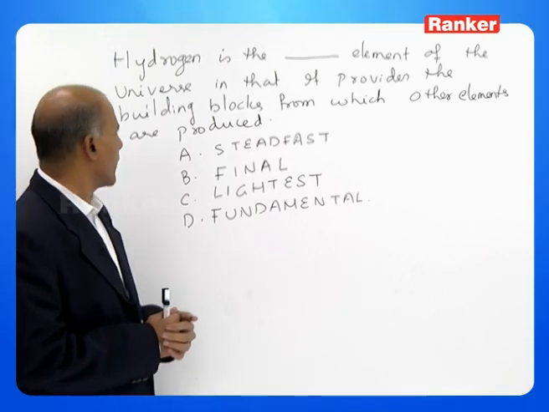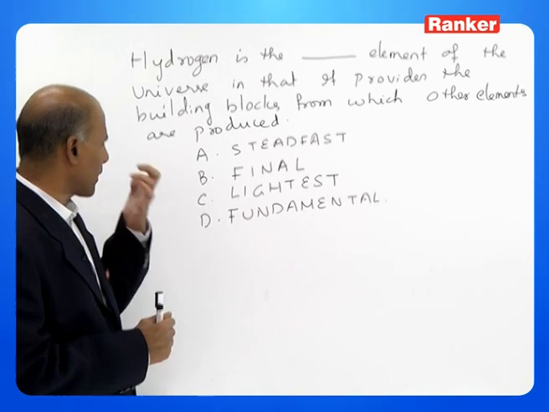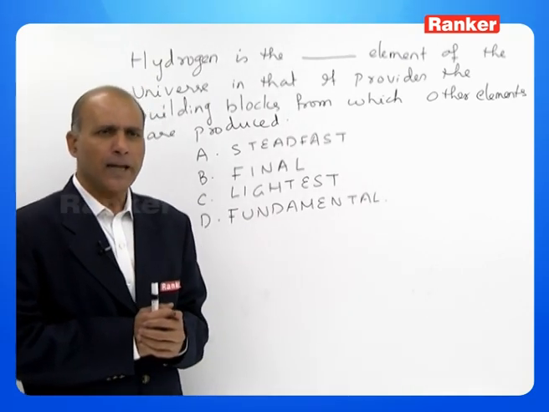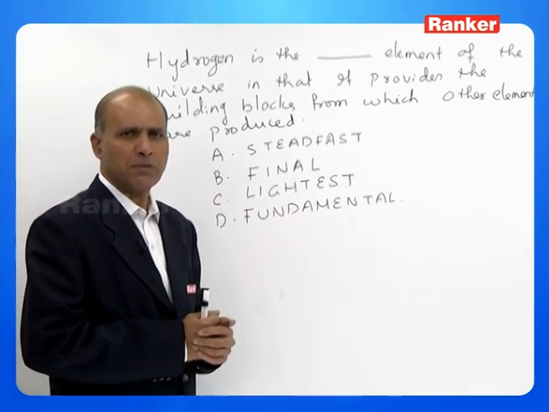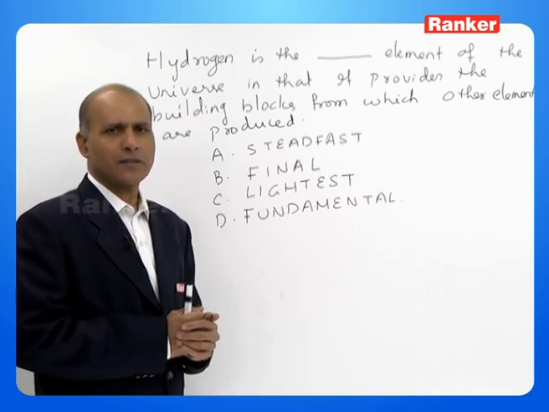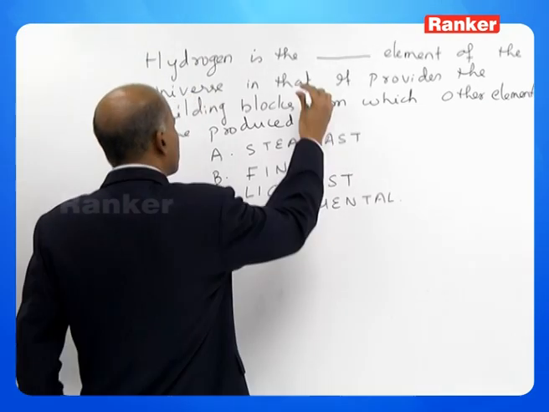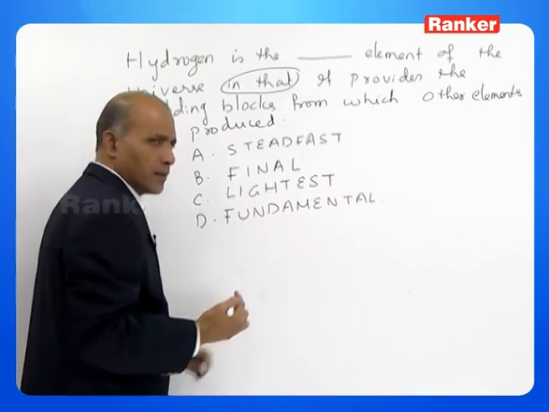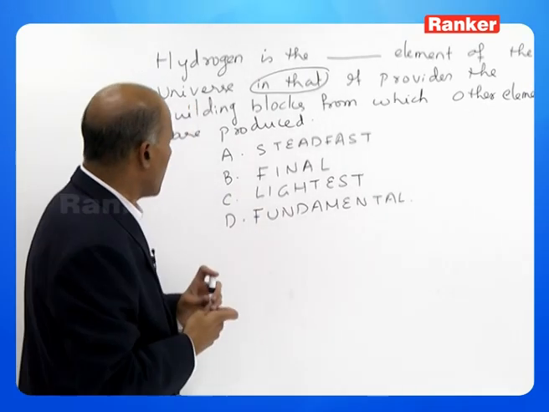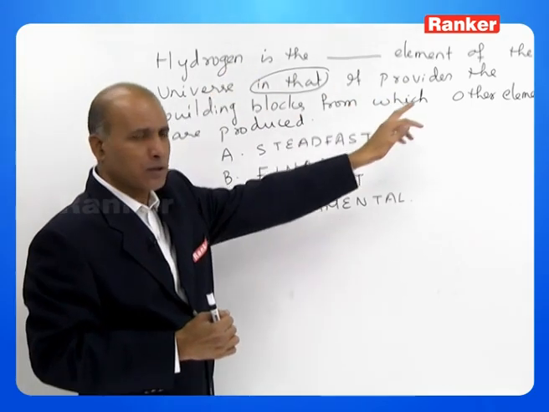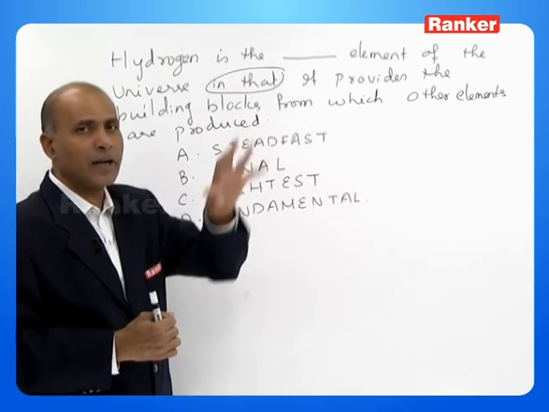Hydrogen is the dash element of the universe in that it provides the building blocks from which other elements are produced. Here there is a connecting term which you need to understand, and there is a clue word which you need to understand. The connecting term is "in that." In that basically means because. Hydrogen is dash element because it gives the building blocks from which other elements are produced.